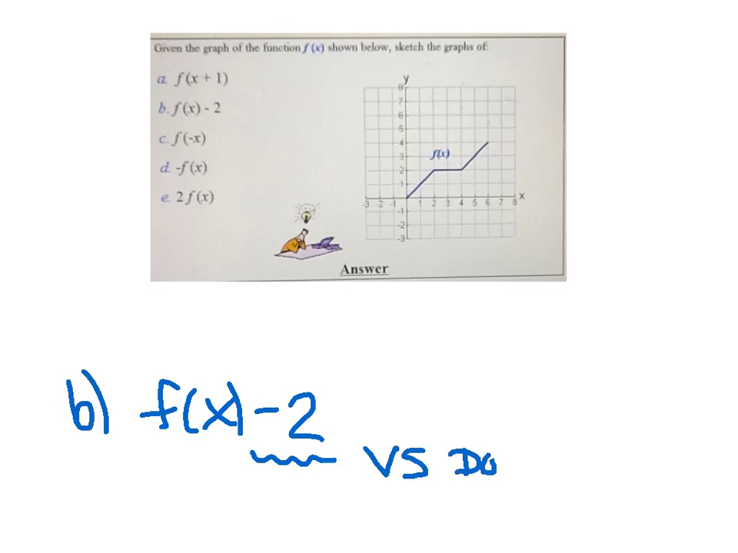I am going to move this graph down 2. So I'm going to take all my points and just shift them down 2. This point at 0 now moves down here. This point at 2 moves down 2. This guy's going to move down 2, and this guy's going to move down 2. And I'm just going to take the clear endpoints, and then I'll just connect them. And that is f of x minus 2.